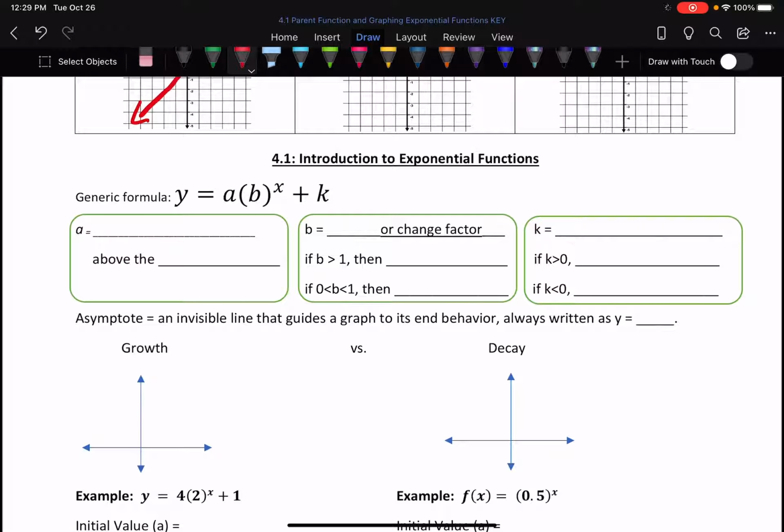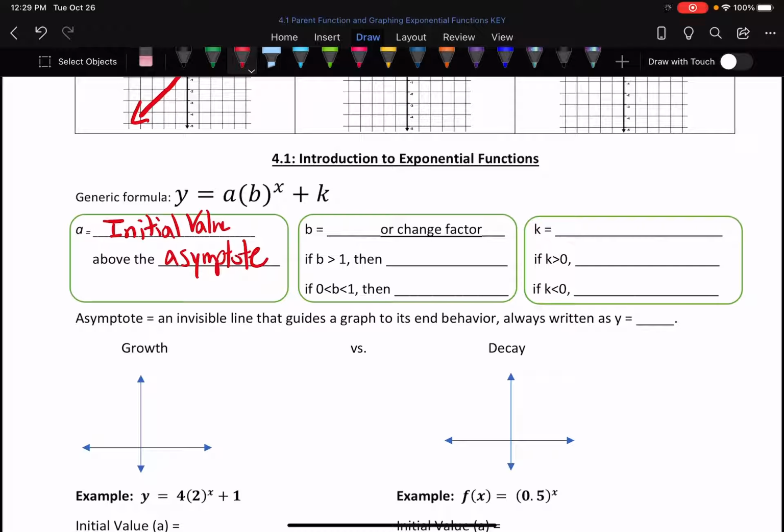Well, let's identify them, guys. A is going to be our initial value. And this is going to be above the asymptote. And we're going to talk about what an asymptote is in just a second. But A is going to be your initial value above the asymptote.